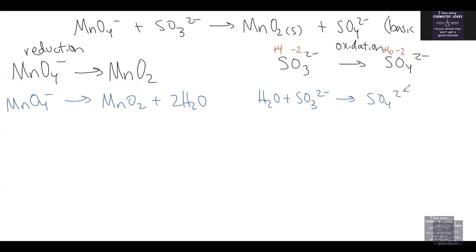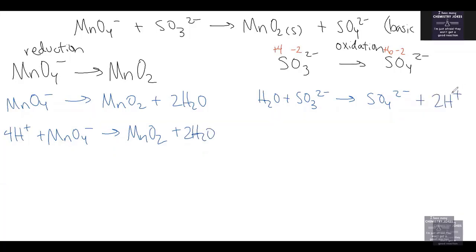Balance the hydrogens by adding H+. 4H+ plus MnO4- yields MnO2 plus 2H2O. I'm going to take a shortcut on this one because I have space and say 2H+ get added to that one.